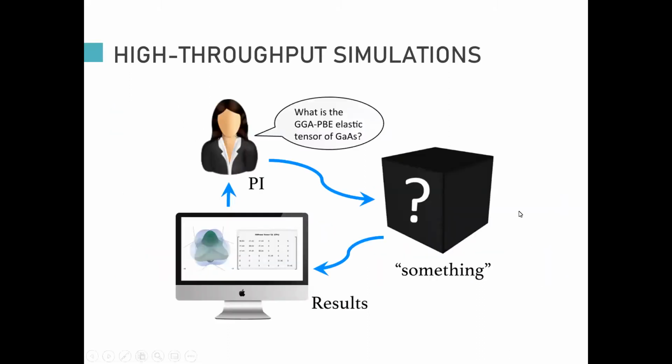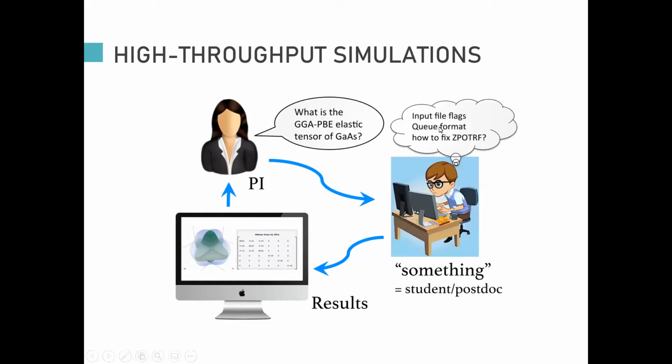The first thing you can do is, you have your supervisor that asks you, I would like to know the elastic constants of gallium arsenide. This is a principal investigator. There's something that should compute this elastic tensor. We don't know at this stage what that is. And then as soon as this is computed, you get the results and you can look at them on the website. That's really the end goal. Well, initially, what is this something? It's a student or a postdoc, who is thinking and doing everything by hand, let's say, going to their terminal, submitting jobs, and then looking at the output files, and then writing a paper or writing the results in a database somewhere to go back to their supervisor.